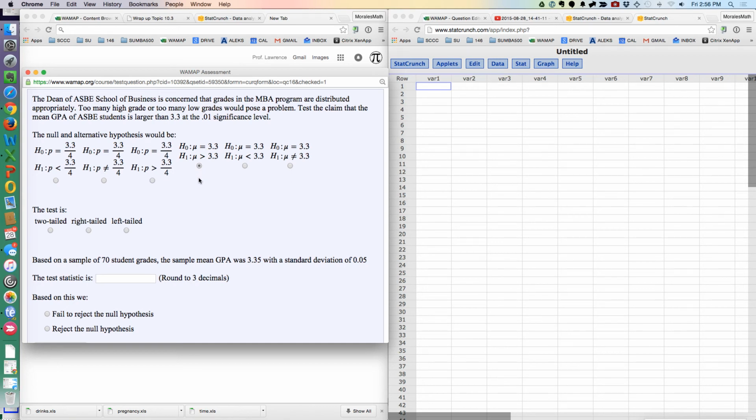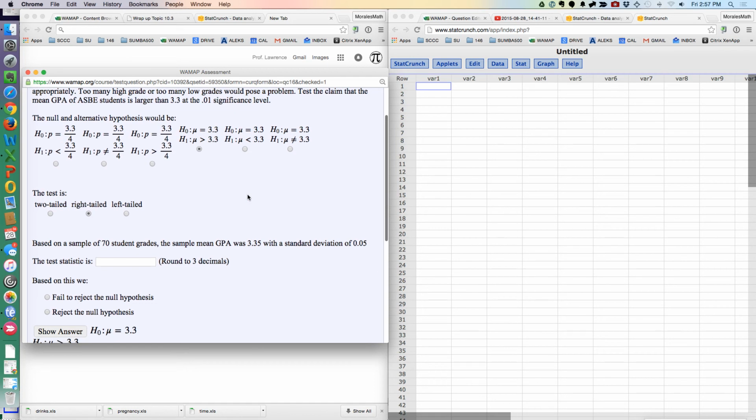If we were interested in knowing if the mean GPA was different from 3.3, we would choose this one here, the mean is not equal to. And if we were interested in if the mean is less than 3.3, we would choose this one here. Now, because this option here is our set of hypotheses, we're looking at what's happening on the right end of the distribution. So in this case, this is going to be a right-tailed test, as opposed to two-tailed, which would correspond to this alternative, and a left-tailed, which would correspond to this one here in the middle.